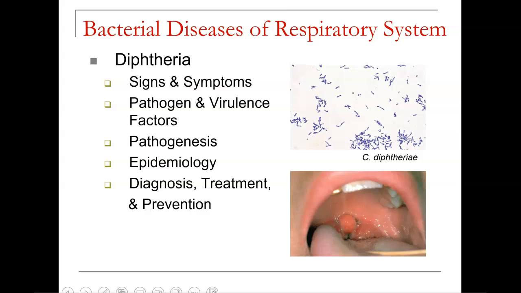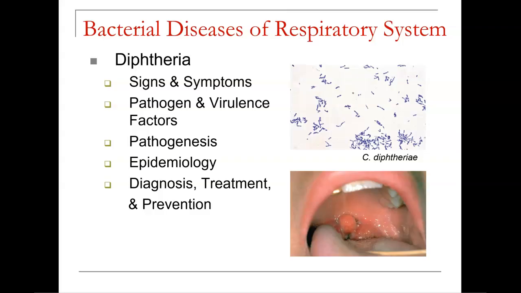Next one, diphtheria. Signs and symptoms: you have a sore throat, localized pain, fever, pharyngitis, and intracellular fluid that can thicken into what's called a pseudomembrane and obstruct air passageways. The pathogen and virulence factors: the pathogen is going to be Corynebacterium diphtheriae, and the virulence factor is a diphtheria toxin. It's going to prevent polypeptide or protein synthesis and cause cell death.